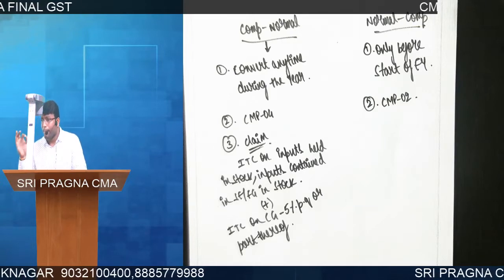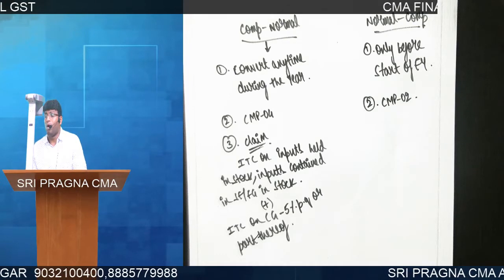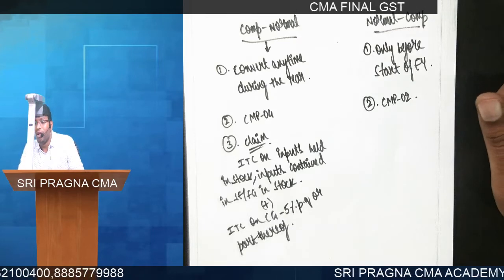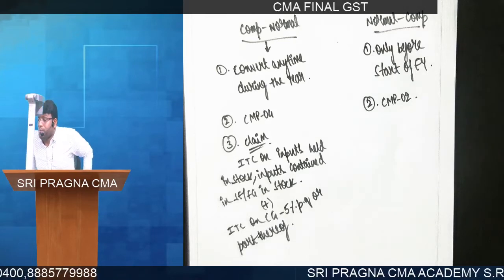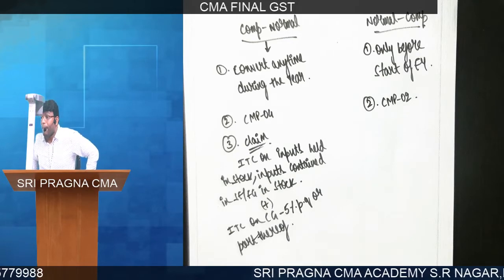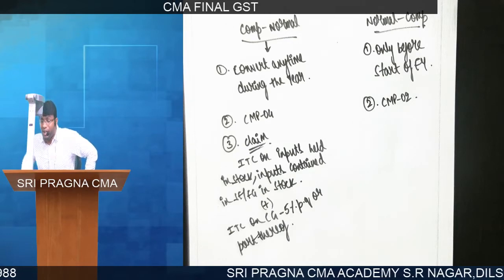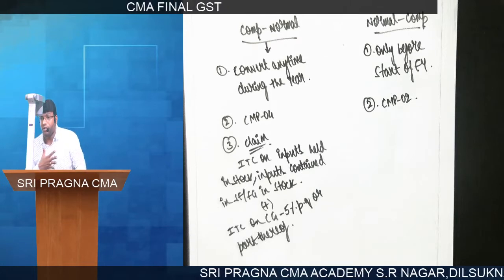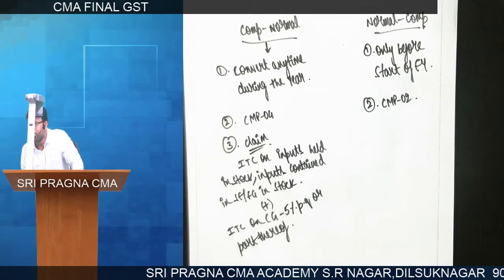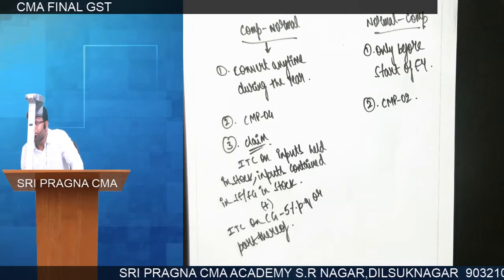What you do is 18,000 minus 5% per quarter for 2 quarters because 6 months are gone. Sir, 5% per quarter for 2 quarters means 10%. 18,000, 10% is 1,800. Balance is 16,200. That you claim as credit. Clear, friends? This question came in the exam. How much credit can be claimed?